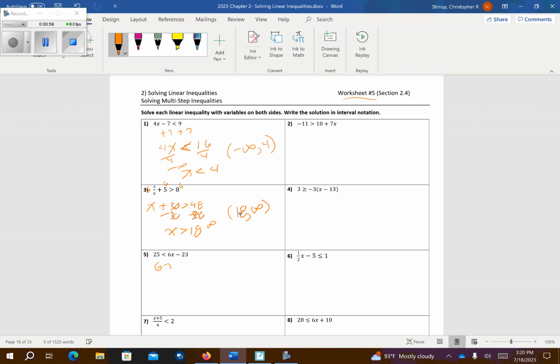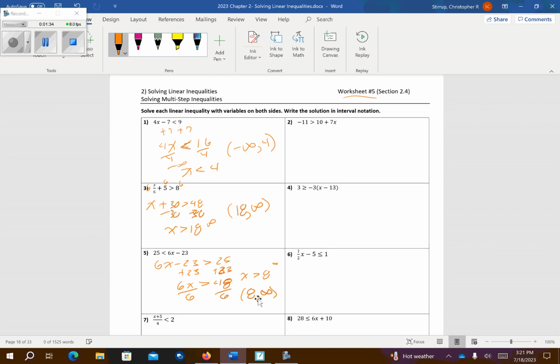Problem number 5. I would flip the whole thing over first, so you have the variable on the right side. Make sure you flip the sign over as well, and then go ahead and start solving it. Add 23 to both sides. So I get 6x is greater than 45. Is that right? 23, oh, that's 48, excuse me, 48. Divide each side by 6. So x is greater than 8, so that's pointing to infinity. So that's going to be soft bracket 8 to infinity, also soft bracket.